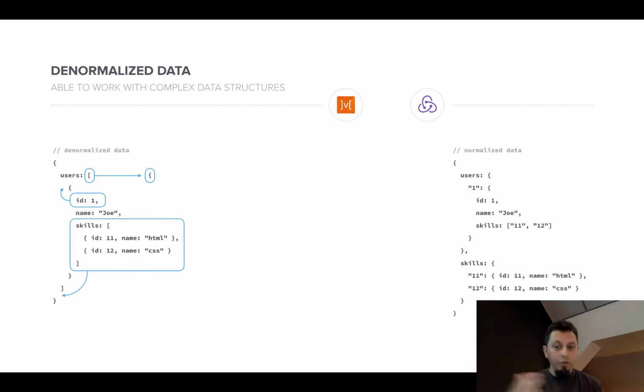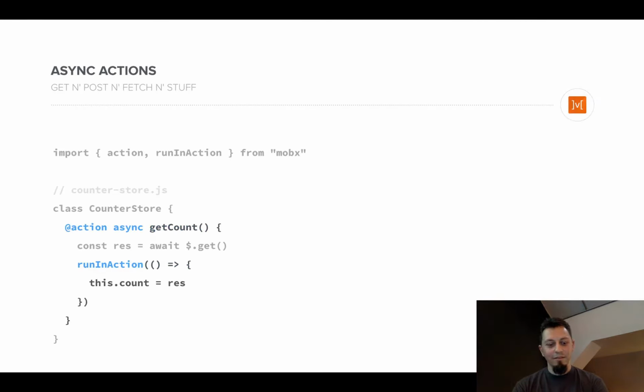If you have really deeply nested data, it's still valid. It's both valid in a lot of scenarios. I'm just saying in the case of Redux, I think you have more reasons to do it. A lot more reasons. It is double the amount of reasons. True. Okay, async actions.